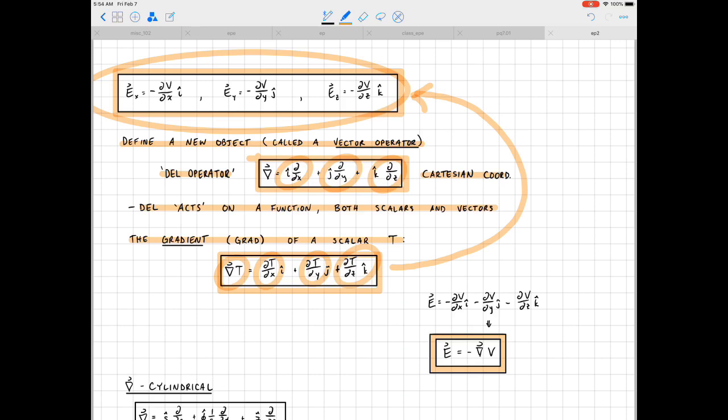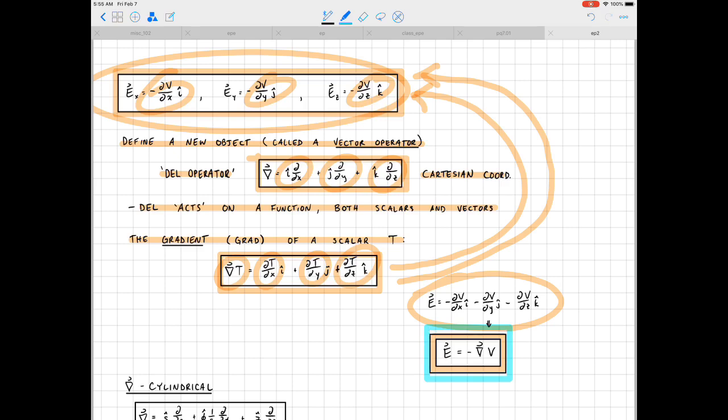And you'll notice that this is exactly the same thing that we have up here. We've taken the derivative of the potential with respect to x, with respect to y, with respect to z. And so what we've really done is taken the gradient of the potential, down here, simplified it, and that is essentially equal to the electric field.